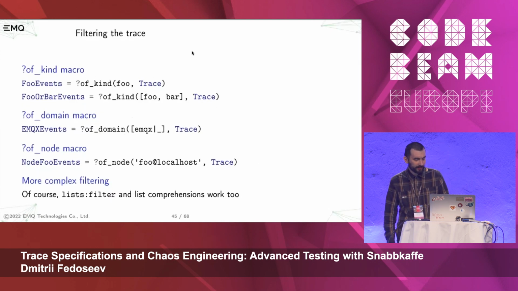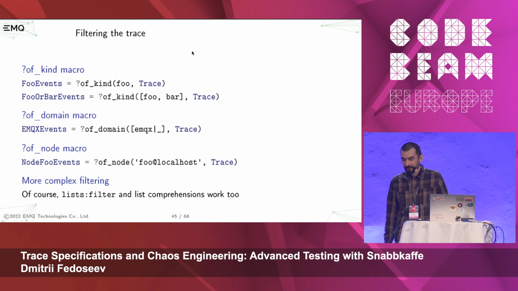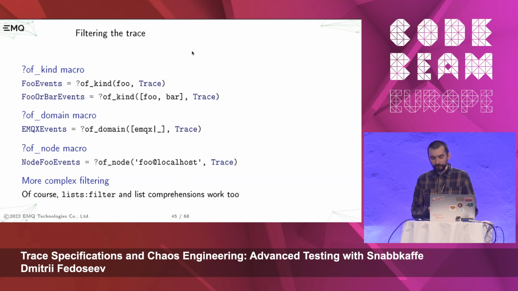Speaking of the check stage, implementing it is very easy since the trace is just a regular Erlang list with regular Erlang terms. So it can be processed using any pure function. There are a number of helper macros that help filter and transform trace events, which can be found in our documentation. But of course, you are free to use list filter and list comprehension and whatnot.